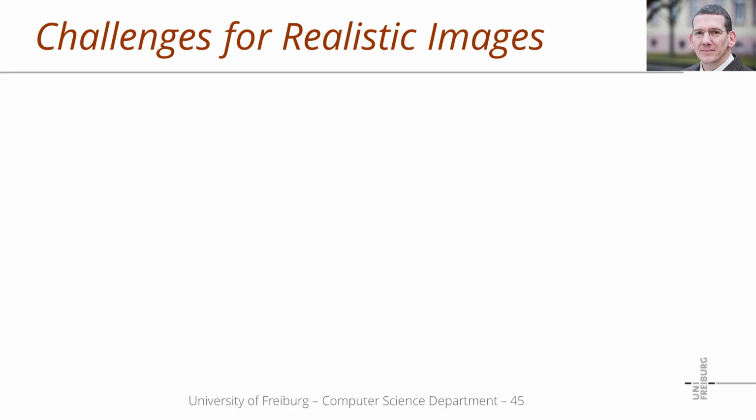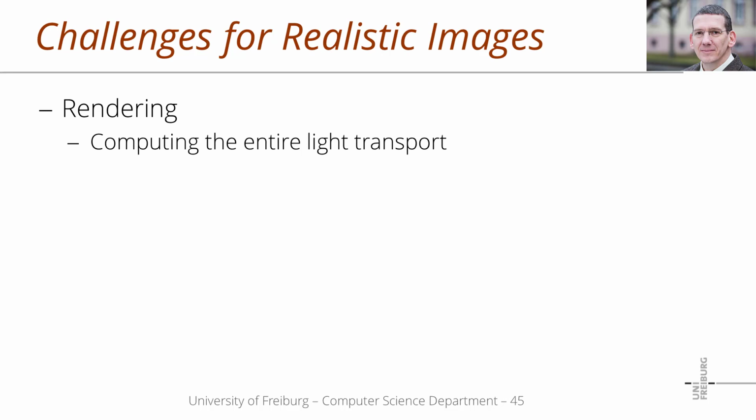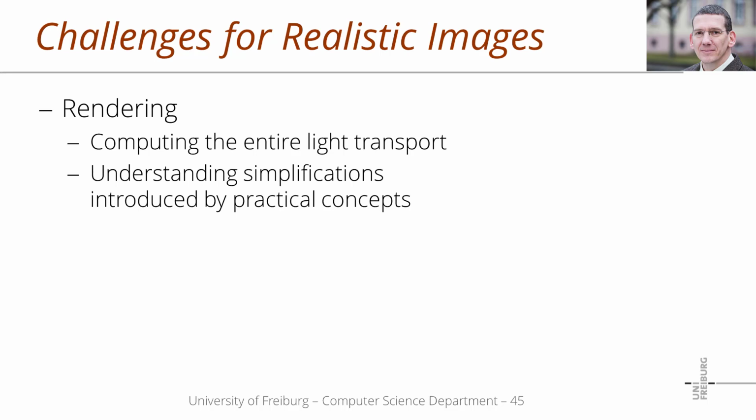Here in this last slide of this section, I'd like to discuss some aspects that are relevant for realistic images. Obviously, the most important aspect is the rendering concept. We always try to reconstruct the entire light transport in a scene as accurately as possible. If this is not possible, and in all practical concepts it is not possible, then it is important to understand the simplifications that we have introduced in order to minimize potential quality loss in the rendering process.